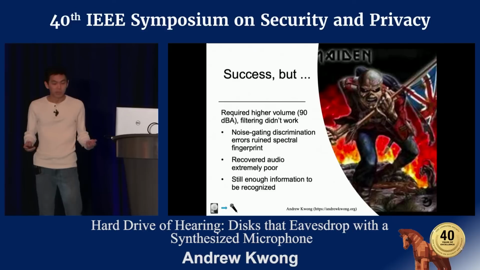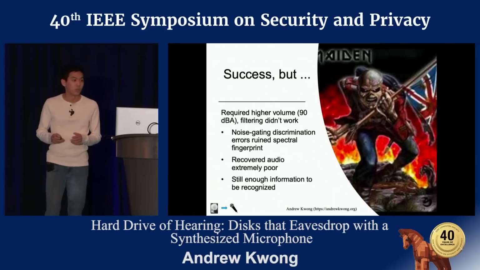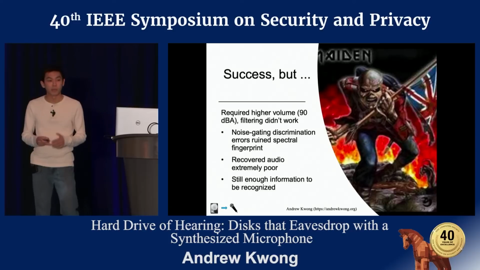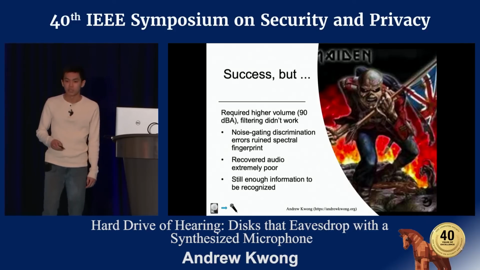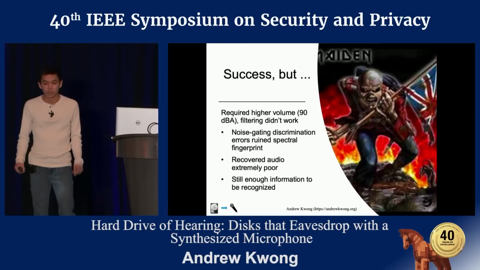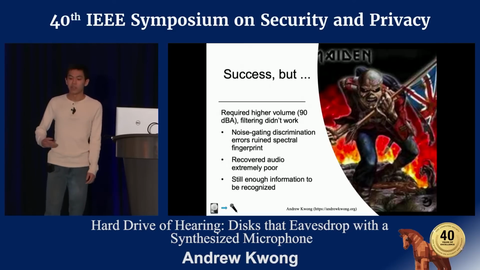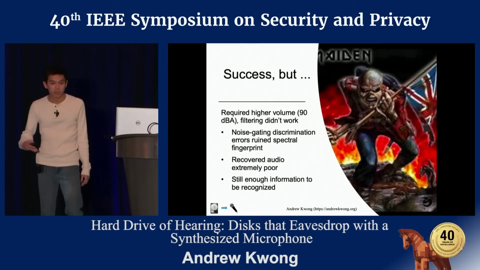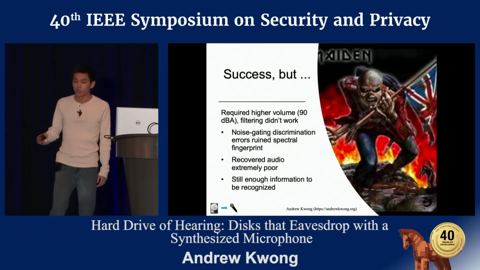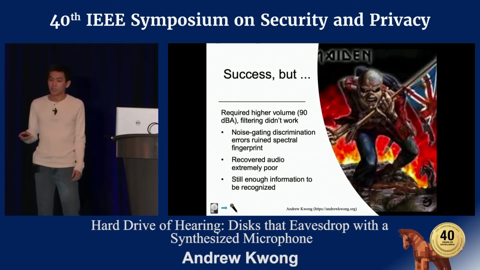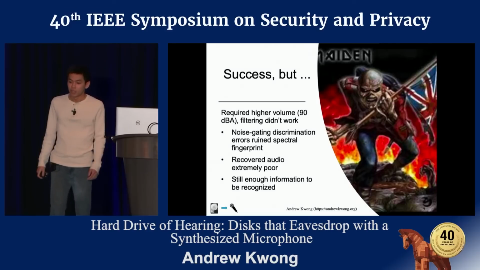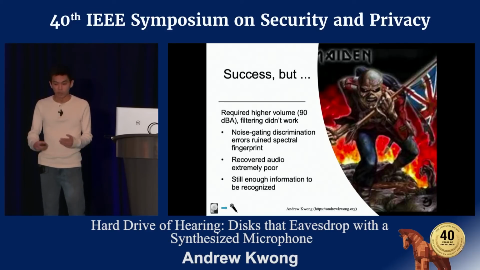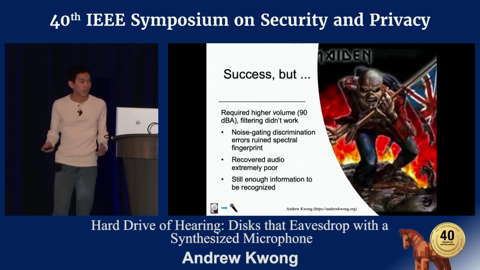We believe that's because noise and discrimination errors actually ruin the spectral fingerprint. The way Shazam works is that it takes a spectral fingerprint of the sample and matches it against its database of songs. So our particular filtering technique was not helpful at all. But the takeaway from this case study was that even though the recovered audio sounded completely unintelligible, it was extremely poor, there was still enough information contained in the PES for a state-of-the-art classifier to recognize which song it was. And we believe the takeaway from that is that our results could also stand to benefit from a similar state-of-the-art classifier.